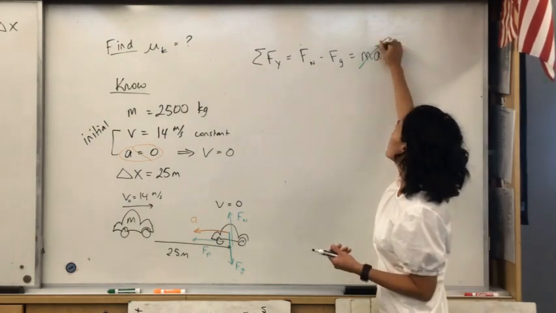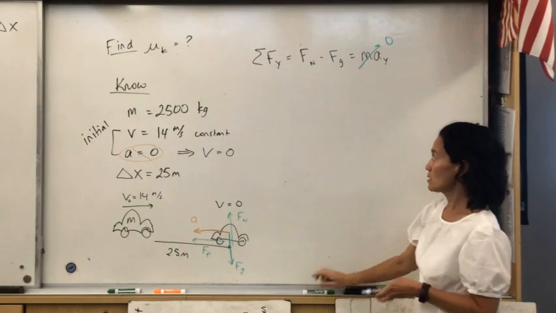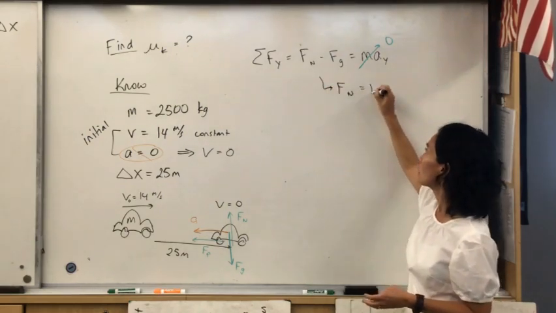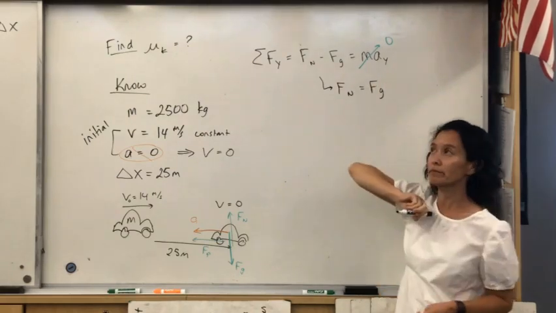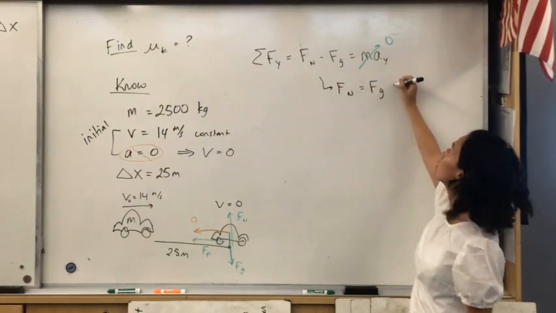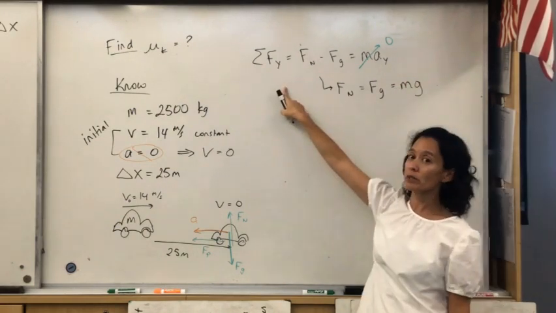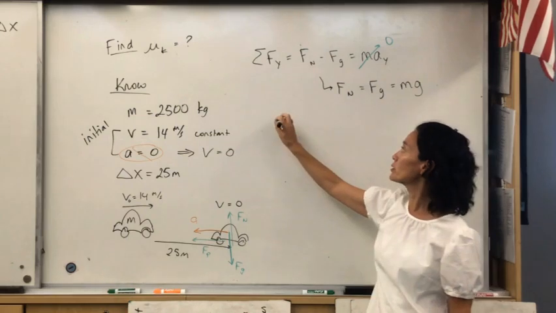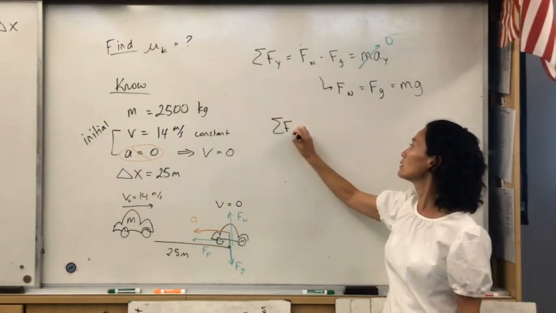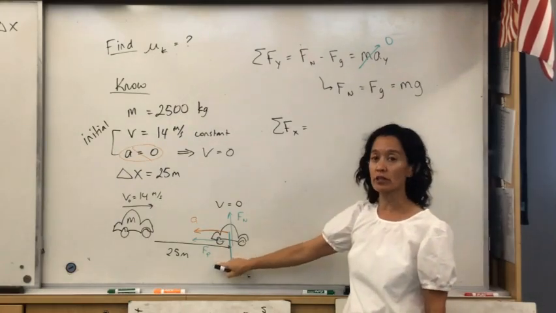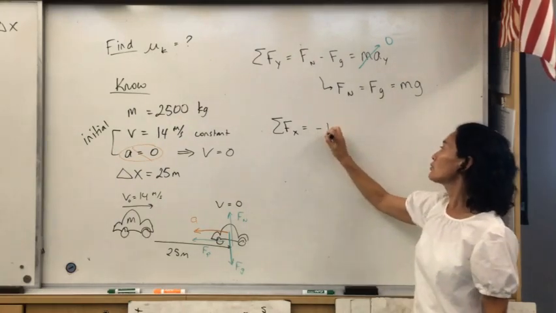but this car's not moving up and down, so this is equal to zero. So this guides me to the fact that Fn is going to equal Fg. And Fg, I know, is equal to mg. That's my y equation. I need to do my x equation. Horizontally, the only thing I have is force of friction. And I'm going to say negative force of friction.